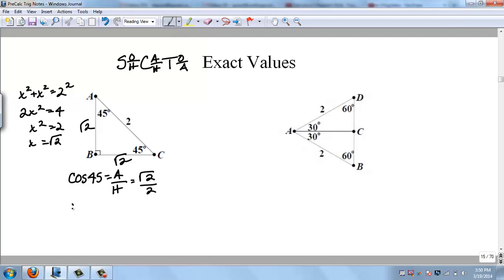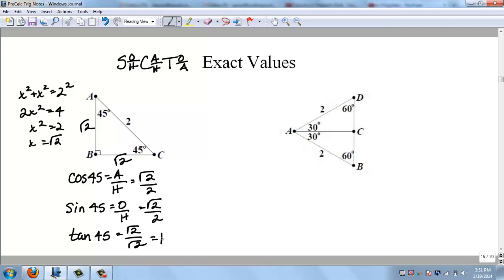The sine of 45, which is opposite over hypotenuse, if I did the sine of A, so this is A, and go opposite over hypotenuse, is going to be also radical 2 over 2. And the tangent of 45, and we're looking from point A's perspective, is also going to be opposite over adjacent, or radical 2 over radical 2, or 1. So here's some of the values that you have for 45. They come from a square that is cut in half.